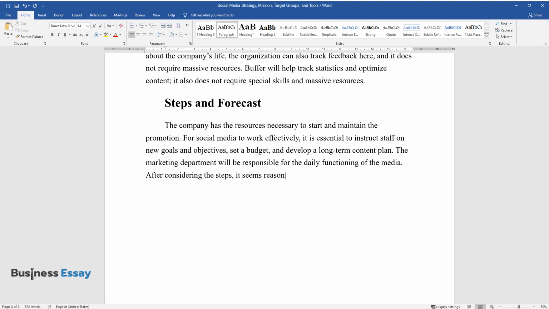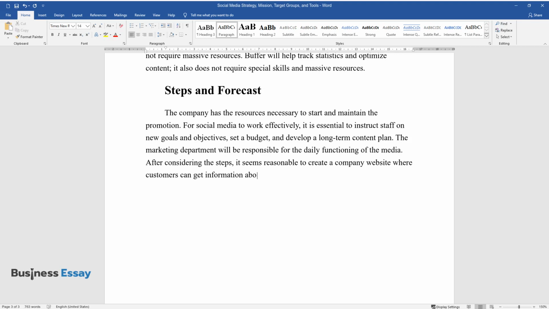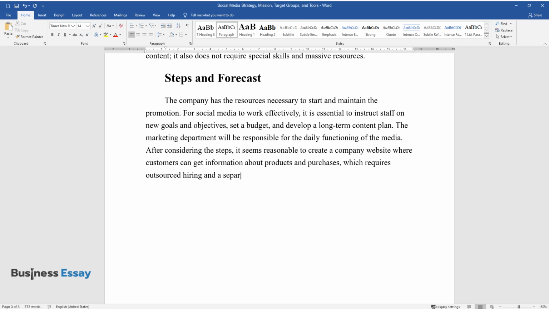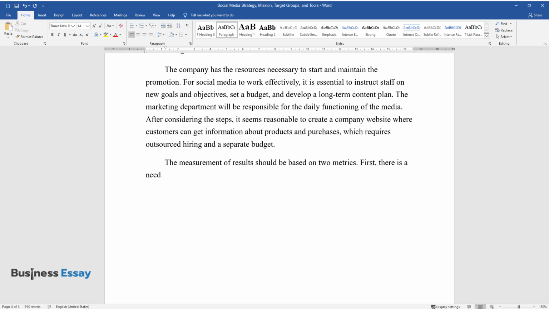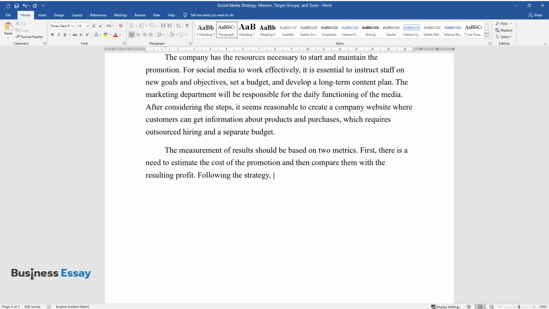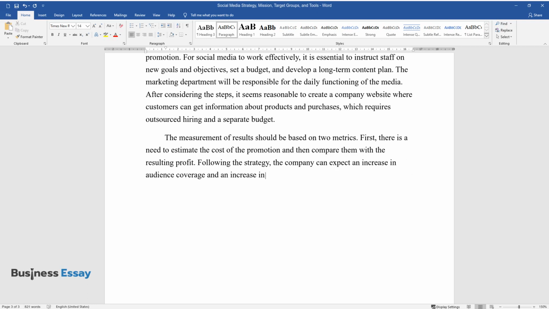After considering the steps, it seems reasonable to create a company website where customers can get information about products and purchases, which requires outsourced hiring and a separate budget. The measurement of results should be based on two metrics. First, there is a need to estimate the cost of the promotion and then compare them with the resulting profit. Following the strategy, the company can expect an increase in audience coverage and an increase in order volume, which fully meets the set goals.